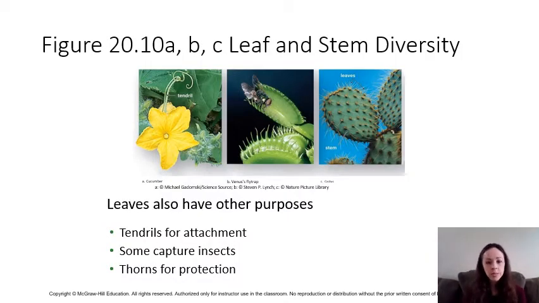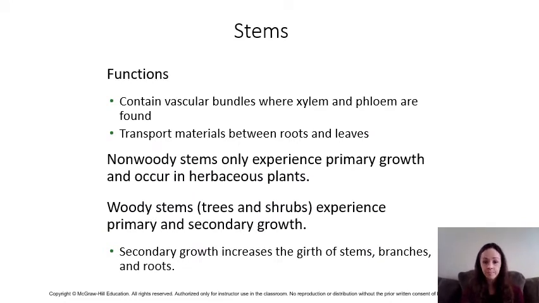Leaves have other purposes besides just photosynthesis. It allows certain plants to attach to something else to support them, as seen by this tendril here of the cucumber plant. The leaves on a Venus flytrap help capture insects. And then the leaves or thorns on cacti serve as protection against the cactus drying out, and also protect it from different predators that may eat it.